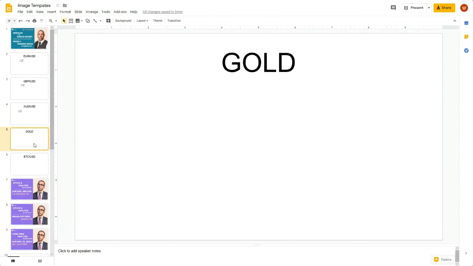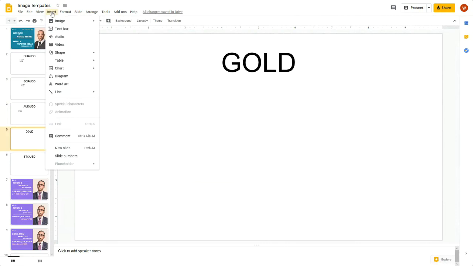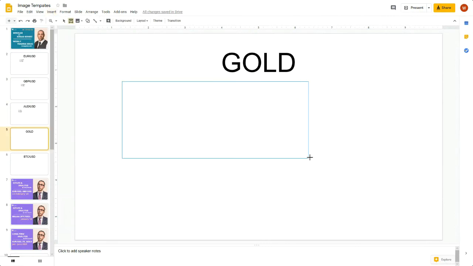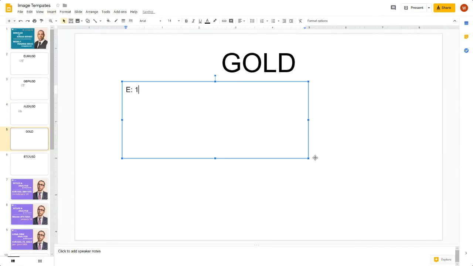Okay, gold. Gold, I have a position now, and I think we might see a move up still. 1573 is entry, stop loss is actually 1566, and target is probably 1598.